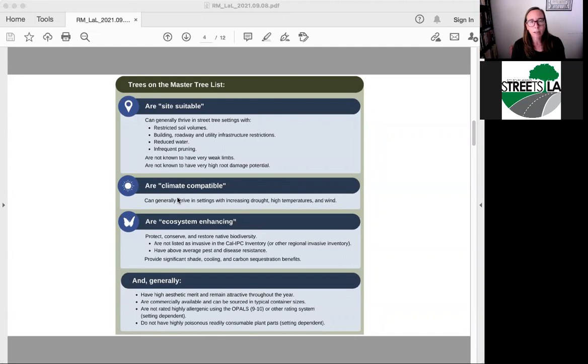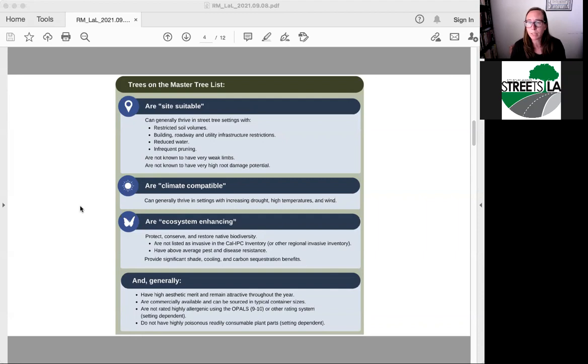The next category of criteria is climate compatibility. Are these trees going to do well in our geographic area with increasing drought, high temperatures, and wind? Are the trees going to do well in the Los Angeles climate that we have currently and projected climate for the future? Are they ecosystem enhancing? Do they protect, conserve, and restore native biodiversity?